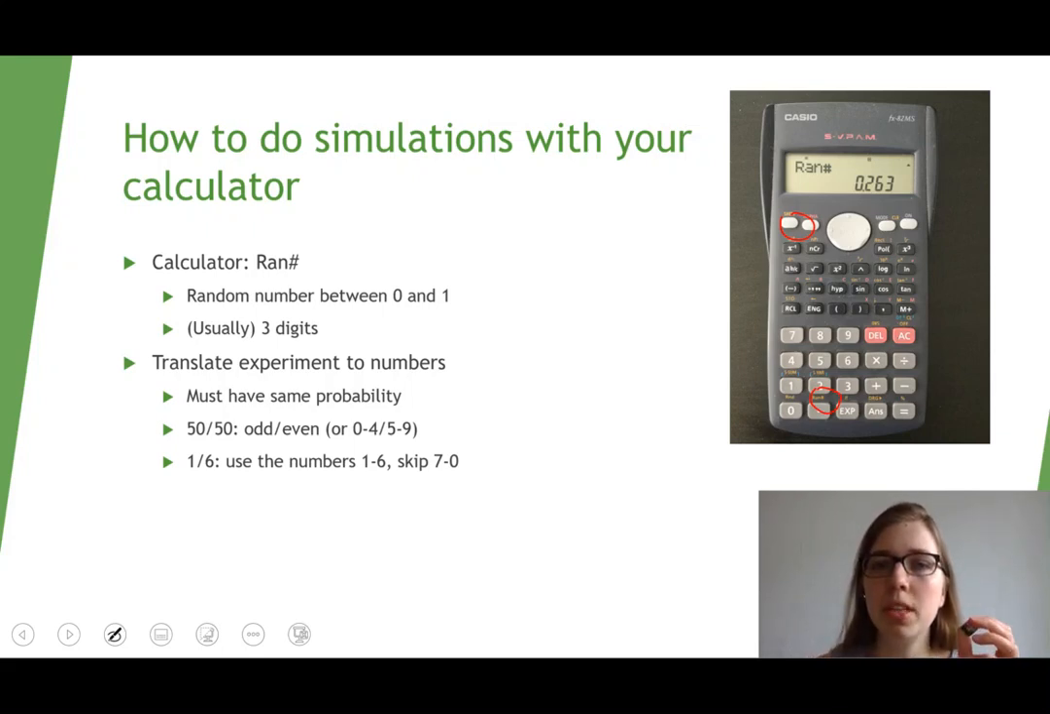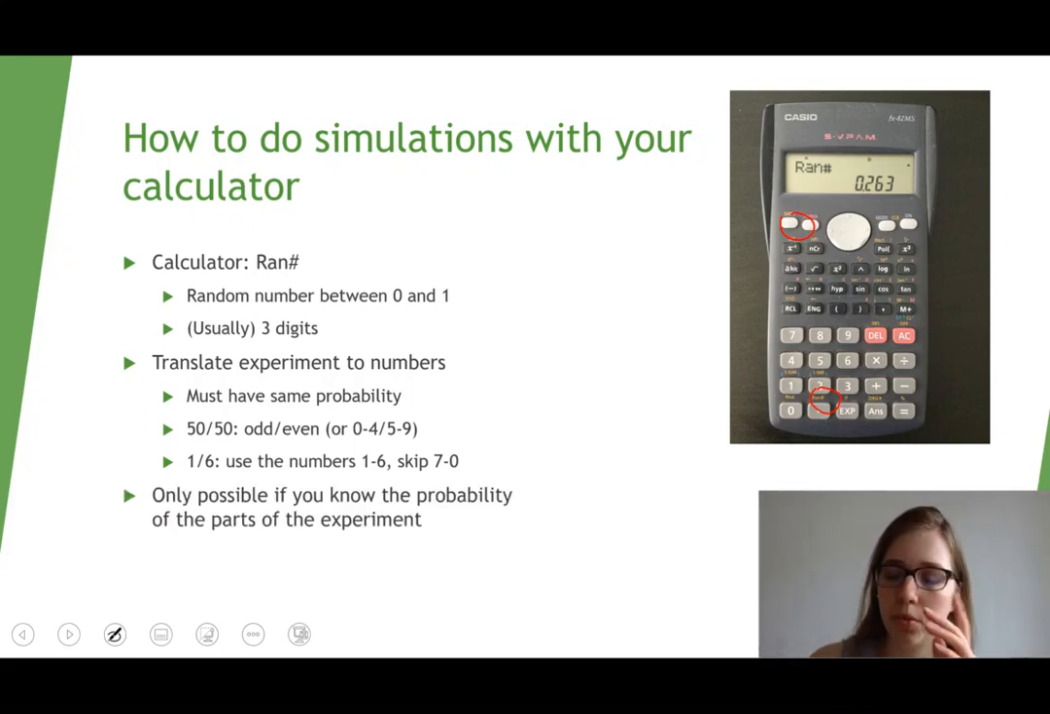So we're using those numbers, and then we generate a lot of random numbers, and that tells us what the results of our experiment would be. One thing that is important: it is only possible if we know the probability of the parts of the experiment. I know that throwing a coin is a 50-50 probability, so that translates into numbers that are divided half and half.